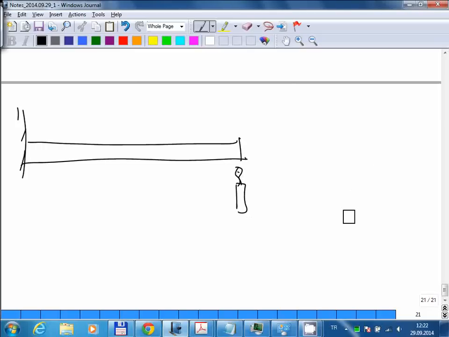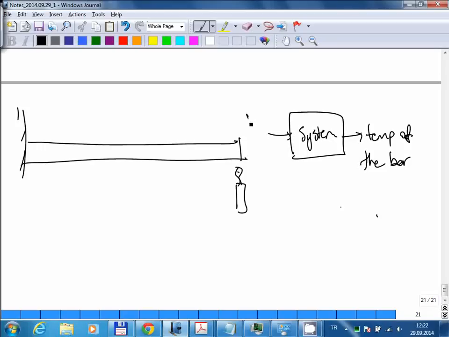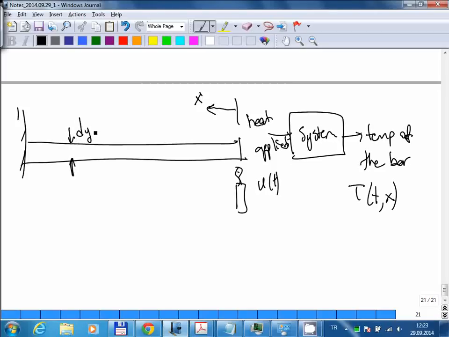So in this problem, there are two independent variables. The one is time. Okay, so let me just draw my system here. Temperature of the bar is our output, and the input is the heat applied. The input heat applied is a function of time, but the output, so let me use capital T here, is a function of t, but also it's a function of space as well, right? x. If you consider x to be this direction, and this to be an infinitesimally thin bar, so this is dx. So there are two independent variables here, right? t and x.